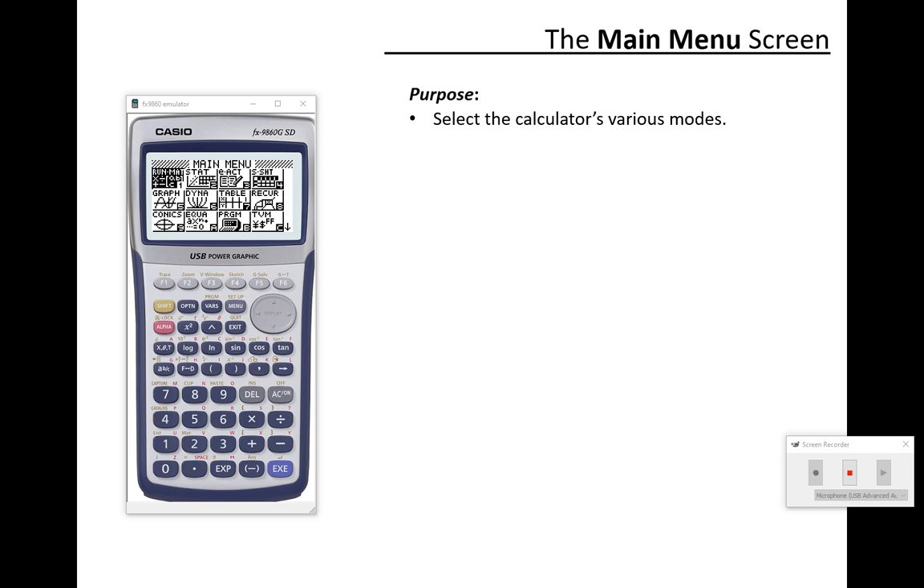I don't ever use the shortcuts. I press menu and I look at the screen and I go, what am I trying to do here? And then I just arrow around to get to the spot I want. But if you're a shortcut person, you go ahead and be a shortcut person.